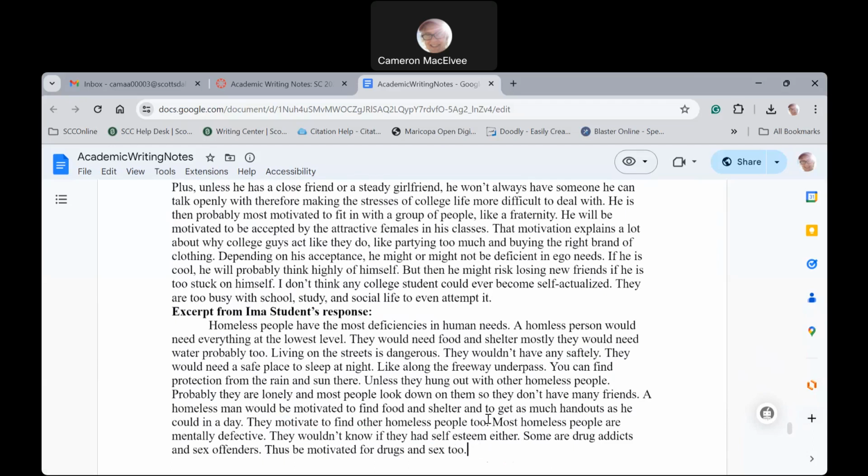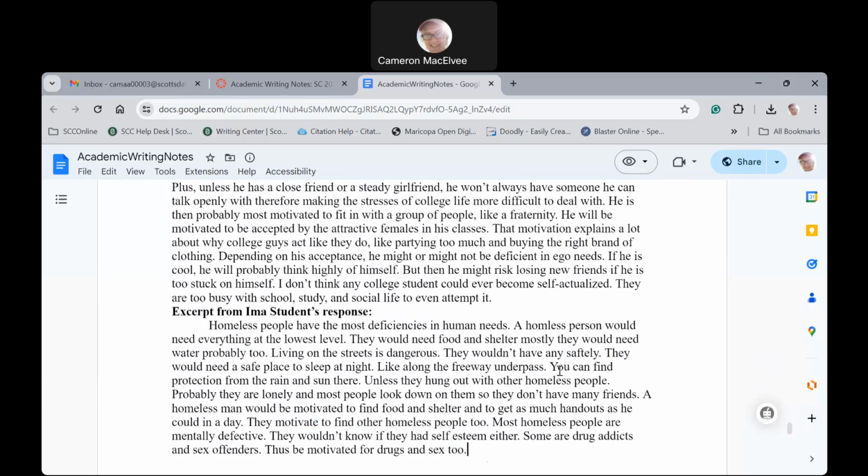You saw many errors with spelling, punctuation, sentence structure. There's at least 3 errors for clarity. In terms of depth, because she failed to name the steps, I'm going to count that as one big depth error. Precision, I think these statements, most homeless people are mentally defective and some are drug addicts and sex offenders. I don't think that's precise. I don't think that that's what the answer is calling for. So at least 2 on precision.